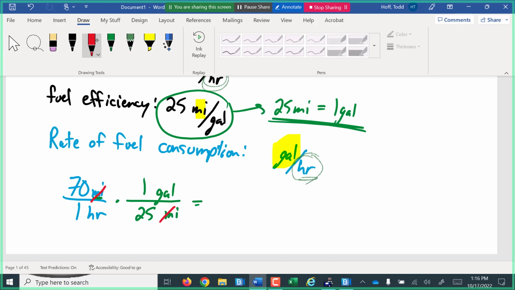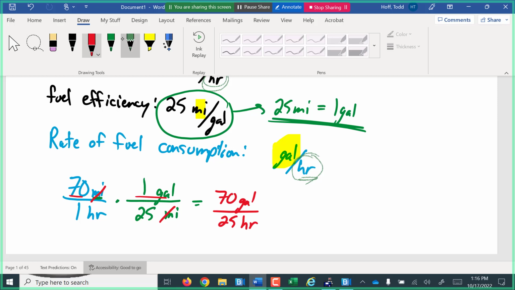So now the miles cancel out. Yeah, you probably did this a lot in physics or chemistry if you had it. So 70 times 1 gallon is 70 gallons. And 1 hour times 25 is 25 hours.